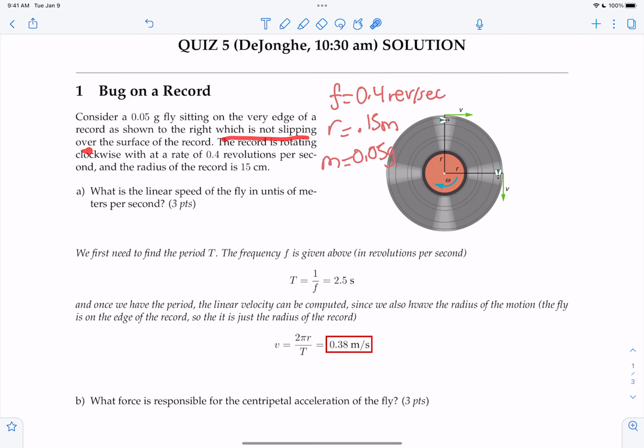There's also an indication that it's not slipping, right? The fly is not slipping. So remember that record player problem I did earlier? An indication of not slipping means that there's going to be a static friction force that prevents that slippage, right? So, static friction force in this case.